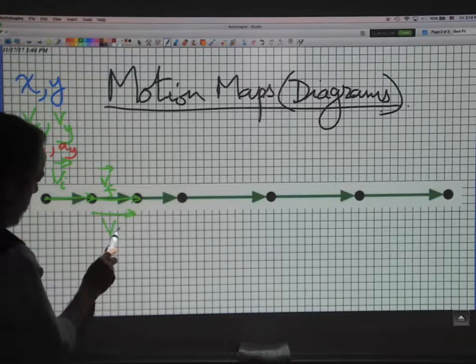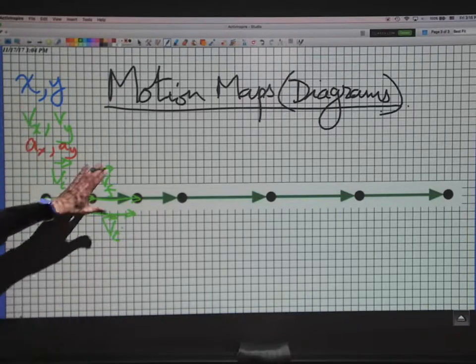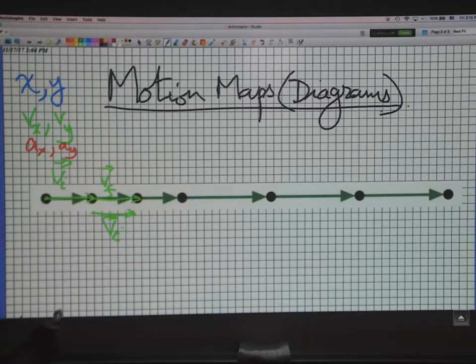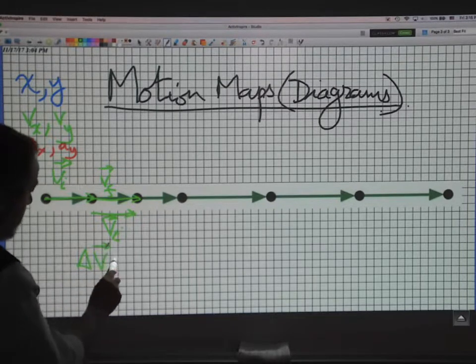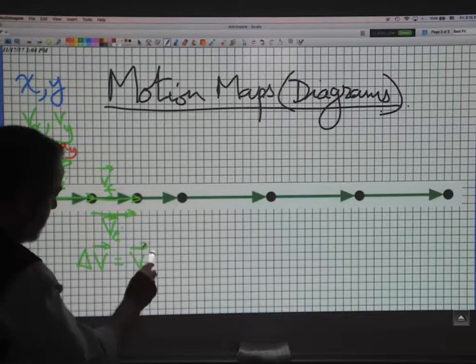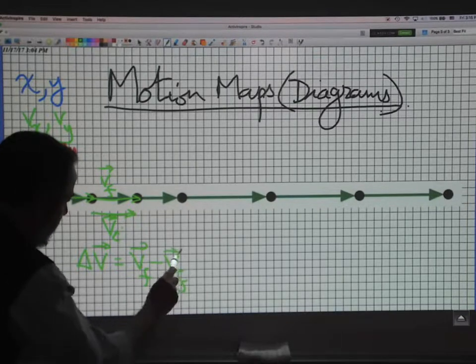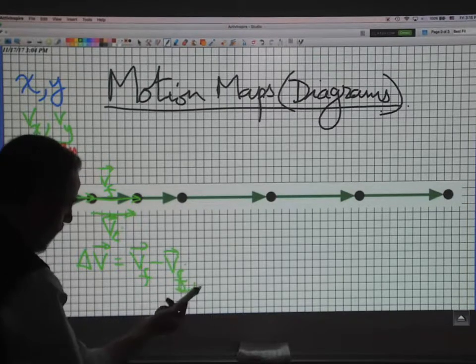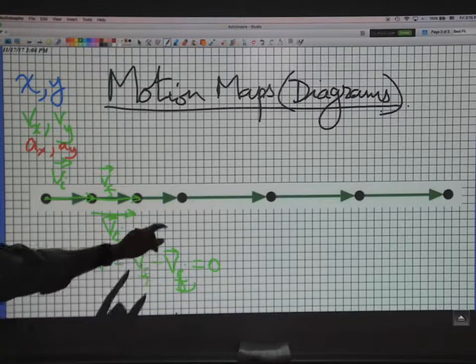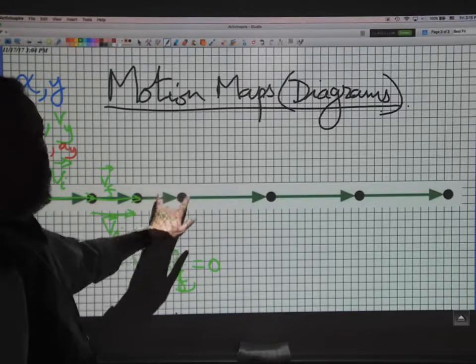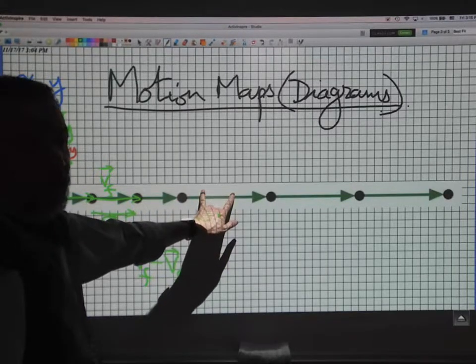So if I draw this as being my initial, notice by comparing my initial and final, if I try to figure out the amount of change in velocity, meaning my VF minus my VI, I am ending up with, I don't know why I wrote F, but anyway, it is equal to 0. Cool? Say cool.